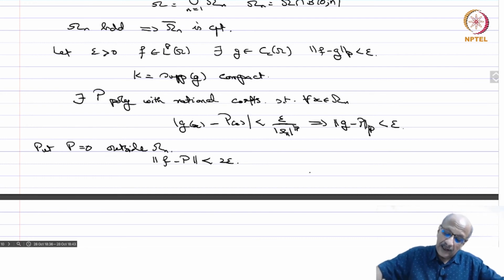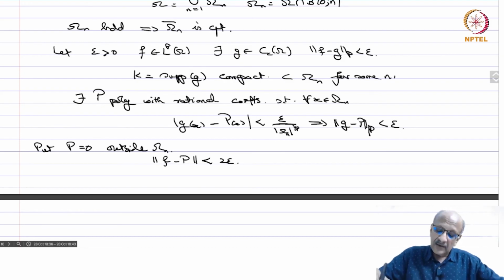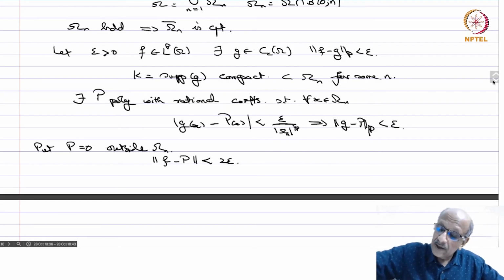So what is n here? So this K is the support, then this is contained in Omega_n for some n, because K is a compact set, it is closed and bounded, and therefore it has to be inside one of the Omega_n's. Okay, so that is the n which we are taking here.